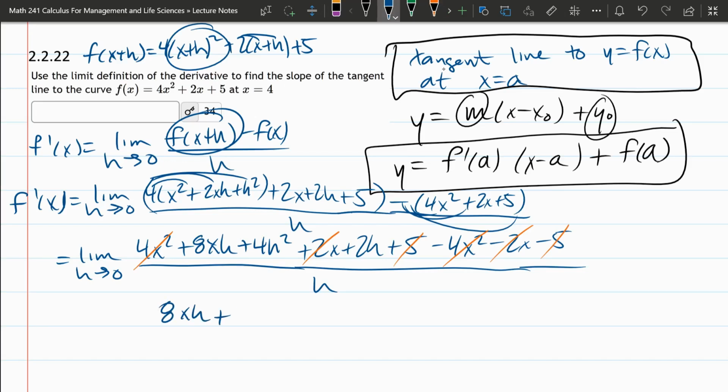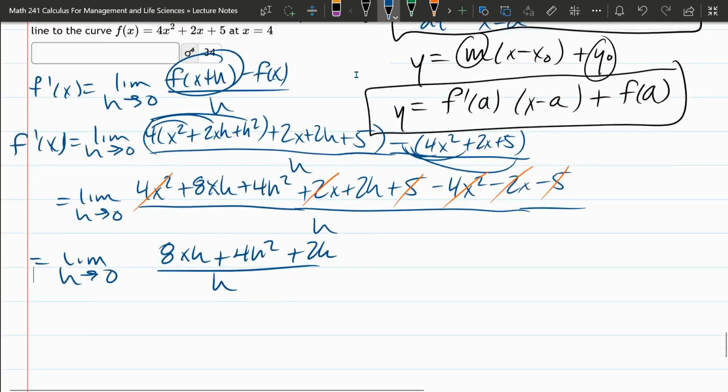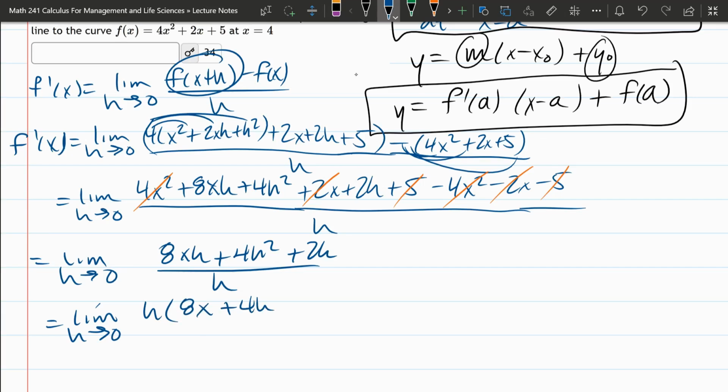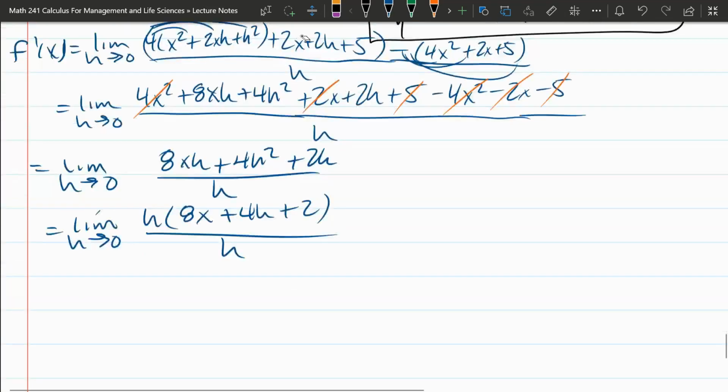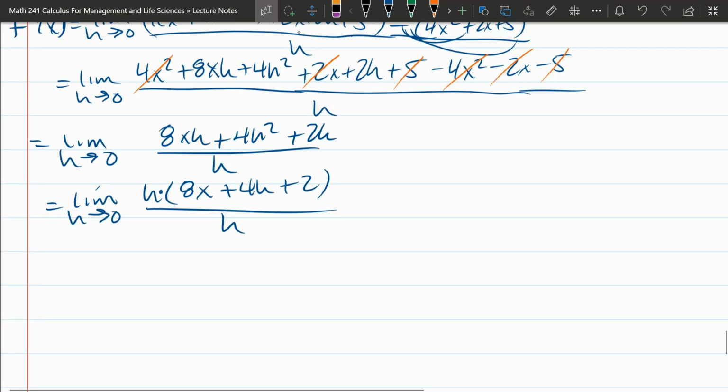8xh plus 4h squared plus 2h divided by h. Factor out an h here. So we're left with 8x plus 4h plus 2. They all had an h here, so I factored an h out. Now, finally, we can cancel these h's here. And we're left with 8x plus 4h plus 2.